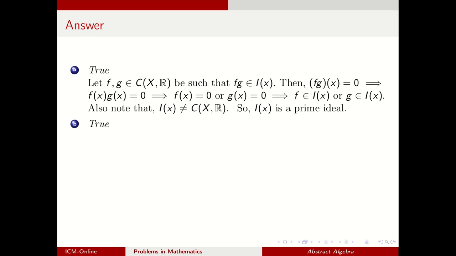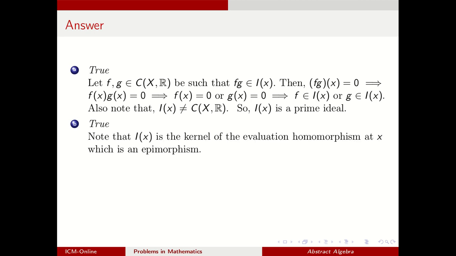Now option B is true. Note that I(x) is the kernel of the evaluation homomorphism at x, which is also an epimorphism. Then we get the isomorphism: C(X, R) mod I(x) is isomorphic to R, which is a field. So I(x) is a maximal ideal. Now option C is false.